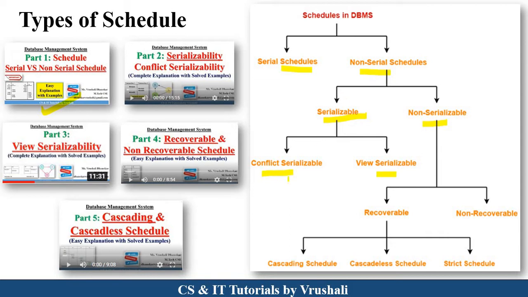So we already discussed serializable and conflict serializable in part 2 and view serializable in part 3 with examples. Now, non-serializable schedule is again divided into two parts, recoverable and non-recoverable schedule. These things we already discussed in part 4. And recoverable schedule is again divided into three parts: cascading, cascadeless and strict schedule. So cascading and cascadeless schedules we discussed in the last session, that is part 5. In today's session we will discuss strict schedule.